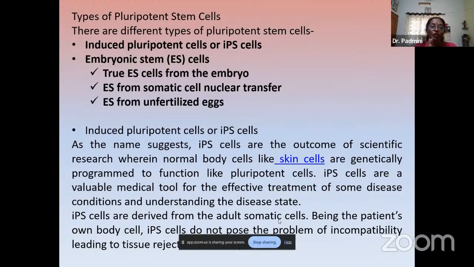So in induced pluripotent, as the name suggests, the iPS are the outcome of scientific research wherein normal body cells, like skin cells, it is not just skin cells, you can take any cell and genetically program it to function like pluripotent stem cells, that is you are going to induce them. This is a valuable medical tool for the effective treatment of some disease conditions and for understanding the disease state. iPS cells are derived from adult somatic cells, and being the patient's own cells, iPS cells do not pose a problem of incompatibility leading to tissue rejection on transplantation.